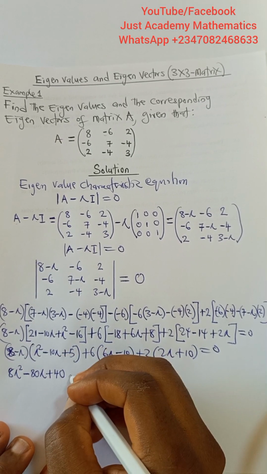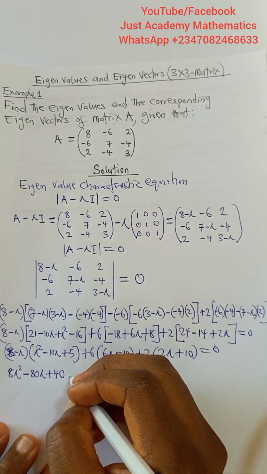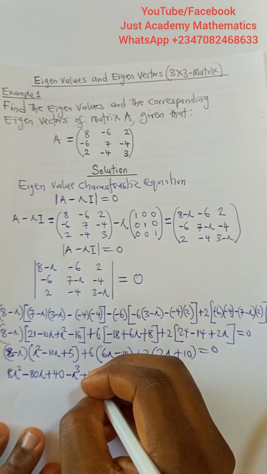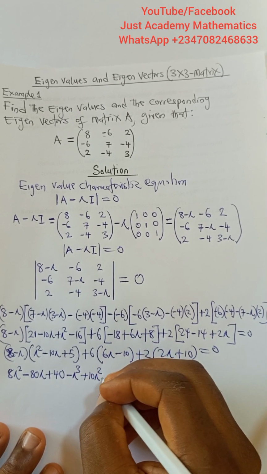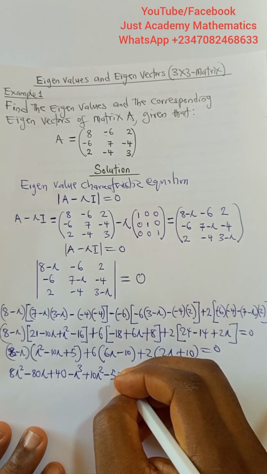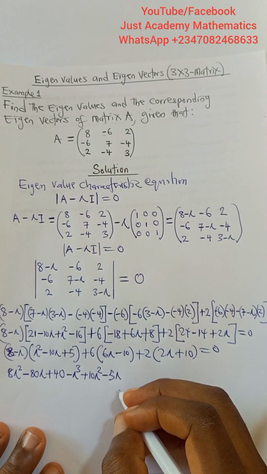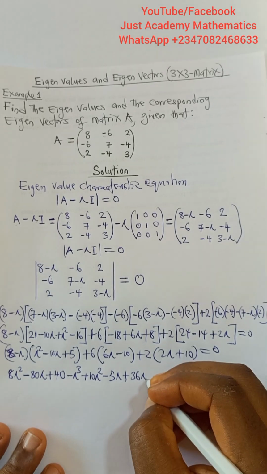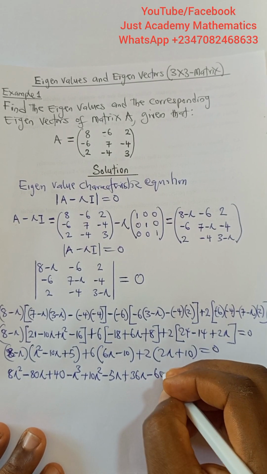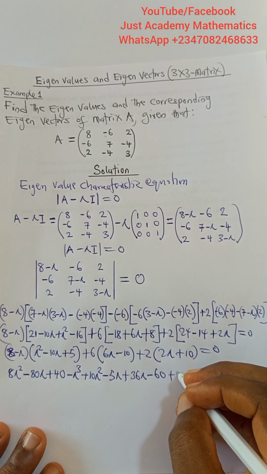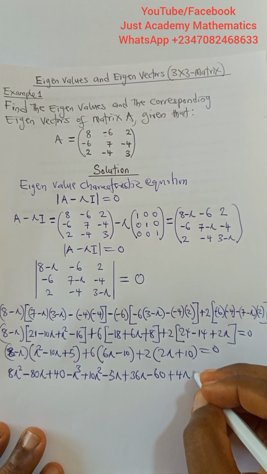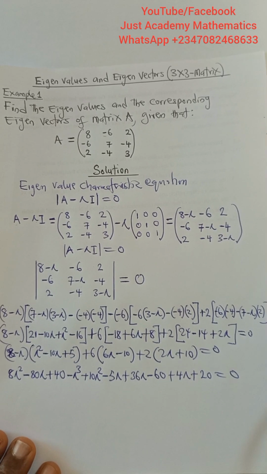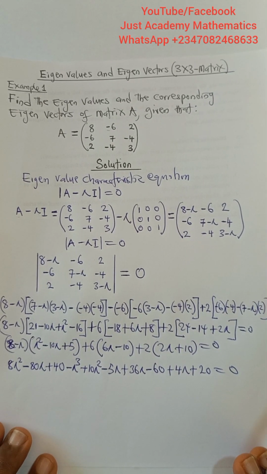Then minus lambda times minus lambda square will give me minus lambda cube, plus 10 lambda square, minus 5 lambda. Then this will give me plus 6 times 6 lambda, 36 lambda minus 60, plus 2 times 2 lambda, 4 lambda plus 20 equals 0. It's going to be a long process, so just be patient and enjoy it.